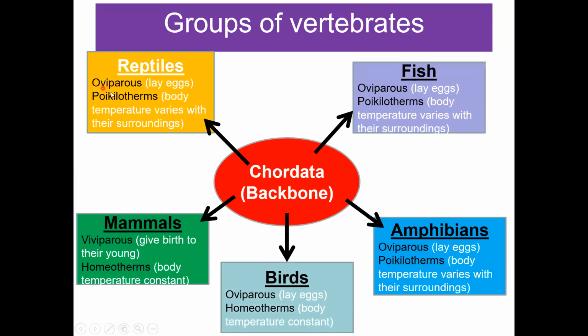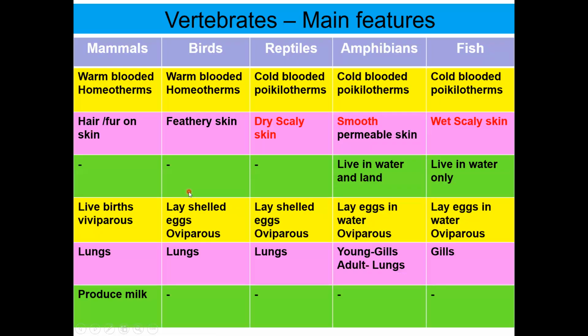Okay. Oviparous are those organisms which lay eggs. Poikilotherms are those which can change their body temperature according to the environment. So these 5 groups are shown to you. You can have a screenshot of it. Though the terms oviparous and poikilotherms are not in your syllabus, you should know that they are producing eggs, or they are able to change the temperature of their body, or they are keeping their temperature constant like homeotherms.